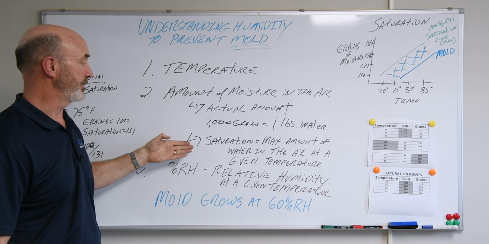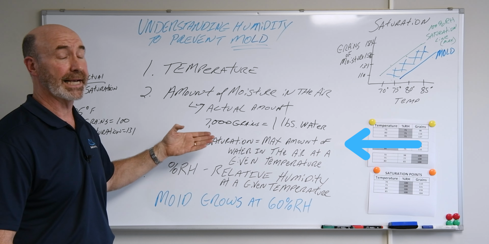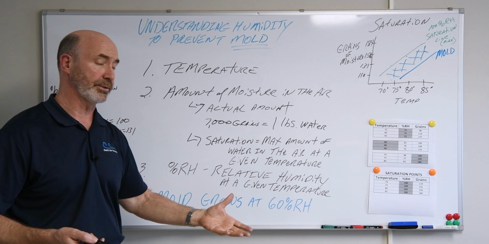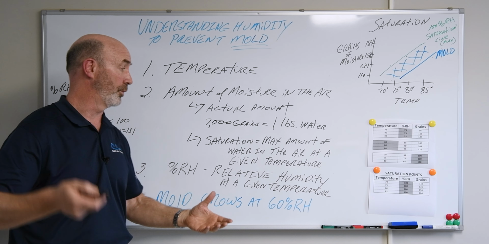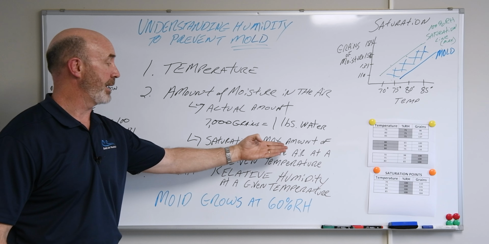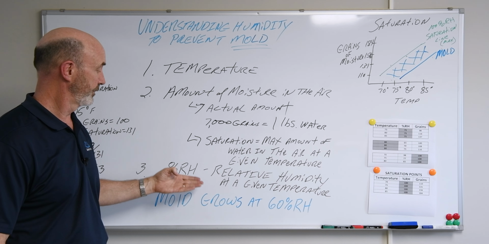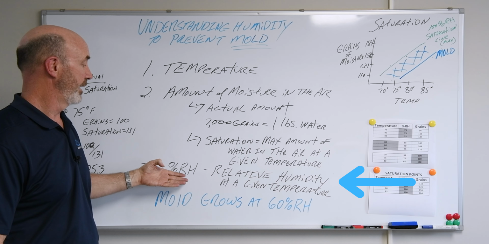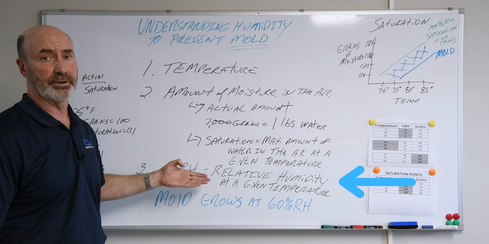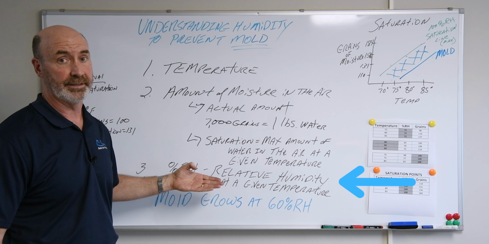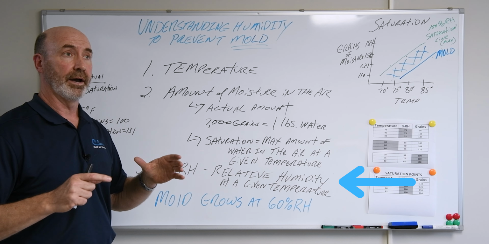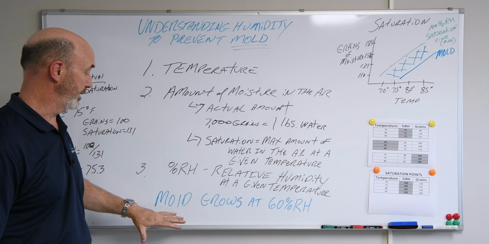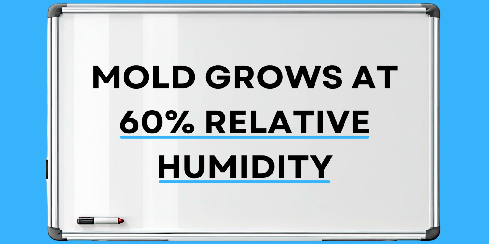Then the next concept is to understand that there's a saturation point. So there's a maximum amount of water that the air can hold at a given temperature. At lower temperatures, it can hold less moisture, and at higher temperatures, it can hold more. Then with this information, we can calculate the relative humidity. The most important thing to understand is that relative humidity is relative to temperature. So it's the percentage of saturation at a given temperature. And the reason all this is important is because mold grows at 60% relative humidity.